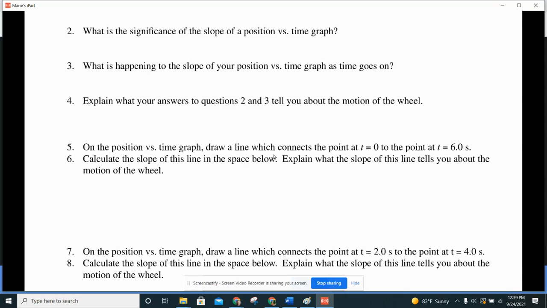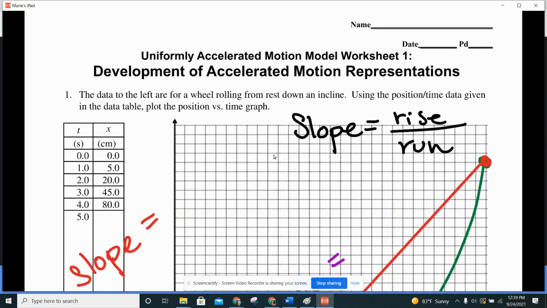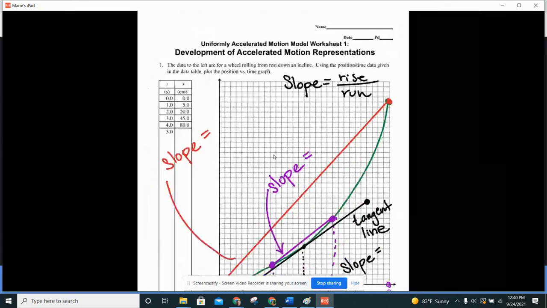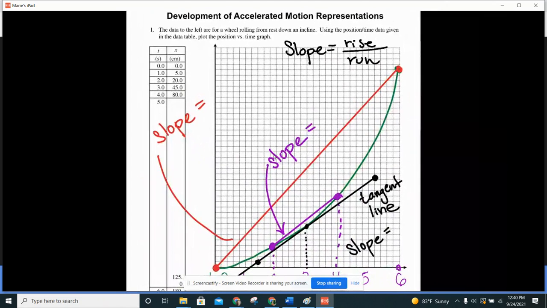Awesome. Thank you. All right, so we are going to go over the answers for worksheet 1 in the uniformly accelerated motion model, worksheet 1, development of accelerated motion representation. I know, isn't it huge? All right, so we talked about this first.